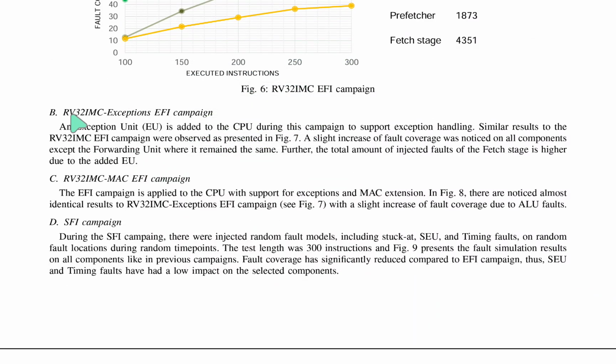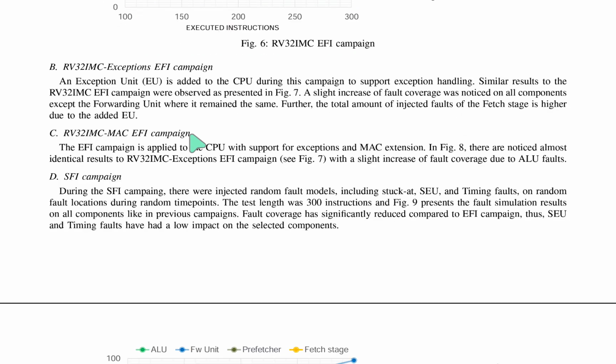Section B, RV32IMC exception EFI campaign. An exception unit EU is added to the CPU during this campaign to support exception handling. A ledger similar to the RV32IMC EFI campaign was observed, as presented in figure 7. A slight increase of fault coverage was noticed in all components except for the forwarding unit, where it remained the same. Further, the total amount of injected faults in the fetch stage is higher due to the added EU.